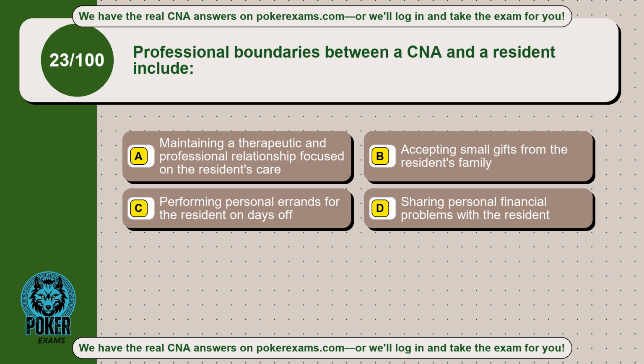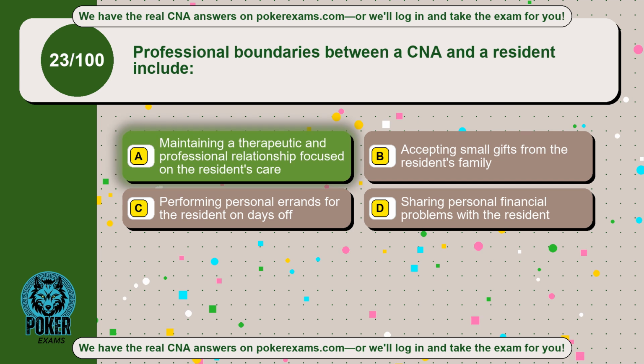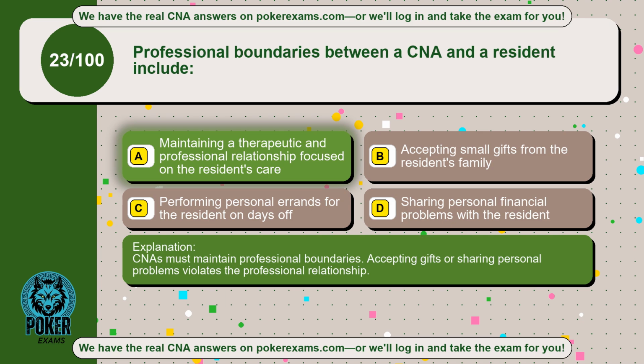Question 23. Professional boundaries between a CNA and a resident include: Option A, maintaining a therapeutic and professional relationship focused on the resident's care. Option B, accepting small gifts from the resident's family. Option C, performing personal errands for the resident on days off. Option D, sharing personal financial problems with the resident. The correct answer is option A. Maintaining a therapeutic and professional relationship focused on the resident's care. CNAs must maintain professional boundaries. Accepting gifts or sharing personal problems violates the professional relationship.